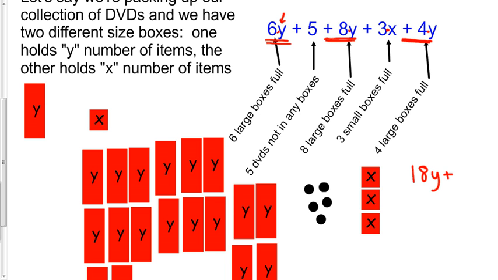But we can't forget that we still have 3 times the number in each small box, and we've got those 5 loose ones that aren't in any box at all. So this would be considered a simplified form of the original, because in the original we had 5 terms that were all being added together, and we have now condensed that down to 3. We can't go any further with this because each of these items here now, each of our terms in this expression, are not like terms. They're talking about different things. So that's how we know that we've gone as far as we can with combining like terms.